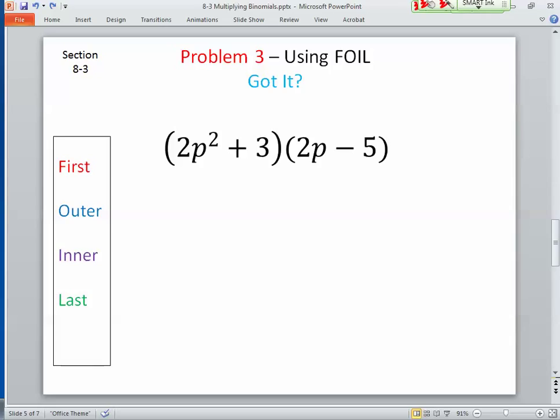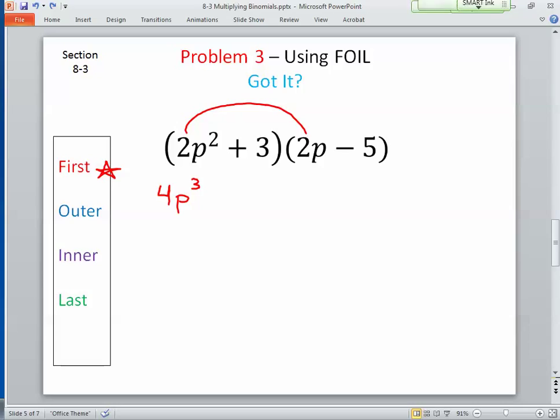This might be the last example problem, I believe. First term in each parentheses, I have a positive 2p squared times a positive 2p. Multiply those together, I get a positive 4p to the third because I was doing a p squared times a p. Add the exponents, right? This p really has an exponent of 1. If I add the exponents of 2 and 1, I get the exponent of 3. So there's my first term.